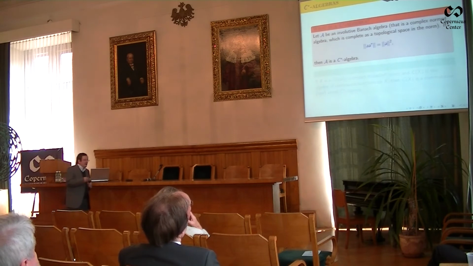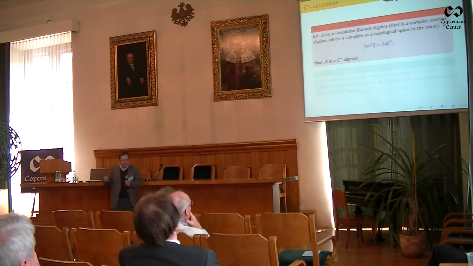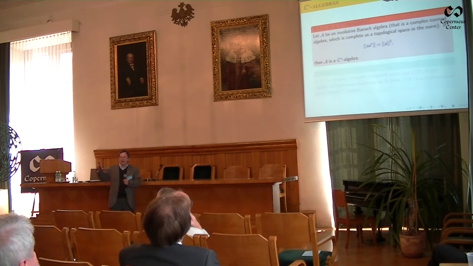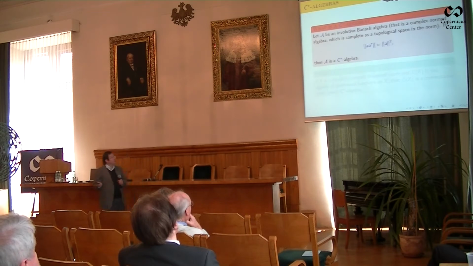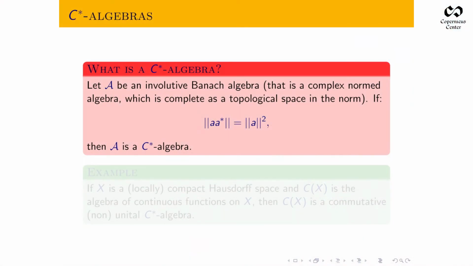So, the idea is that, as I told you, if you have topology, a topological space, you can have the algebra of continuous functions, and then you can ask, well, what is the structure of this algebra of continuous functions? And the structure is that of a C-star algebra. So what is a C-star algebra?